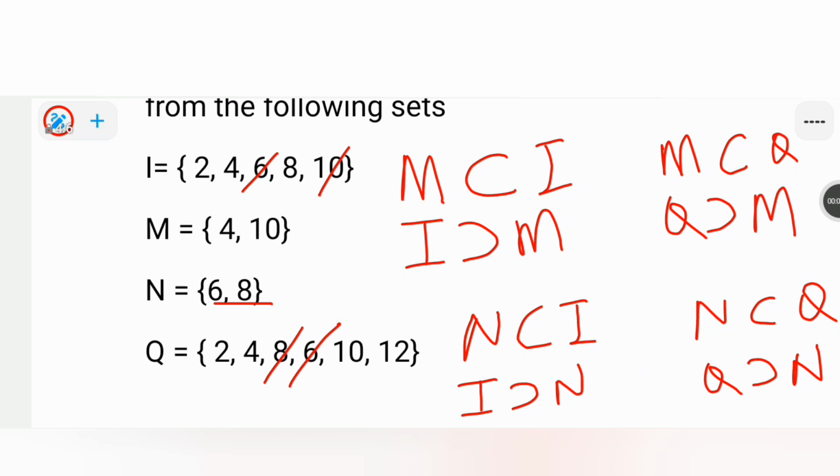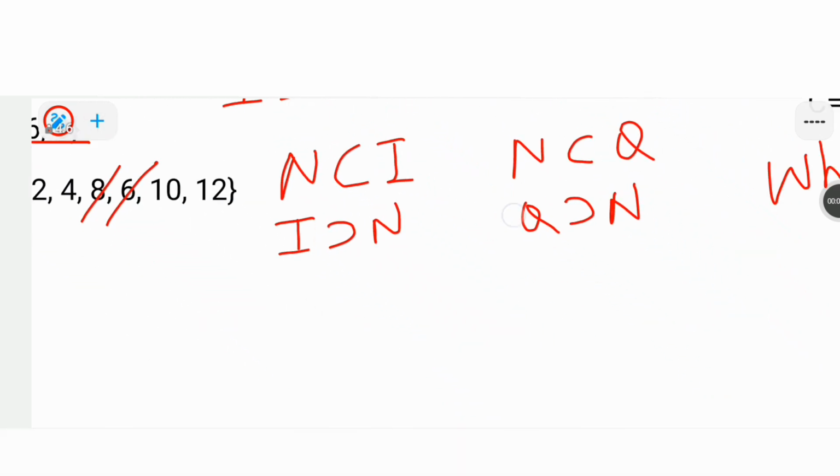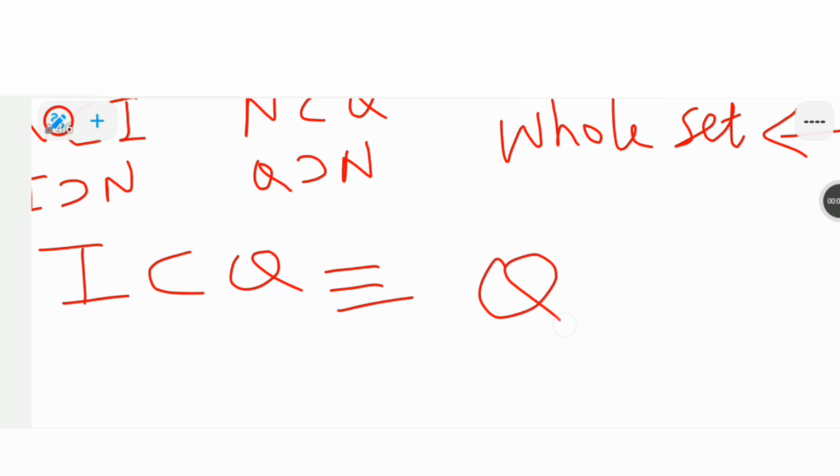If you look at set I, for example, set I contains 2, 4, 6, 8, 10, which can also be found in set Q, 2, 4, 6, 8, 10. So that means I is also a child of Q. Okay, so you can say I is a child of Q, which means that Q is the father of I. So that's the answer to that question.